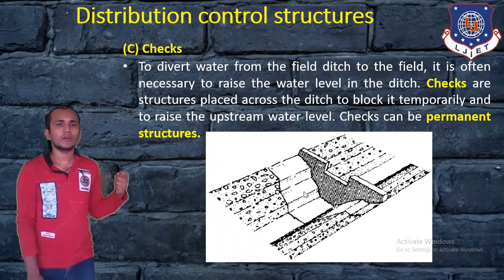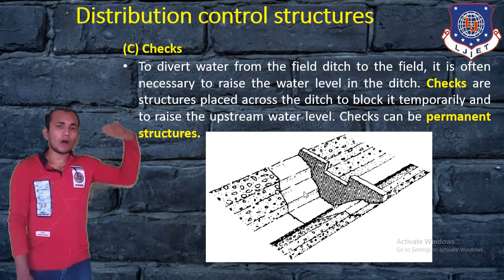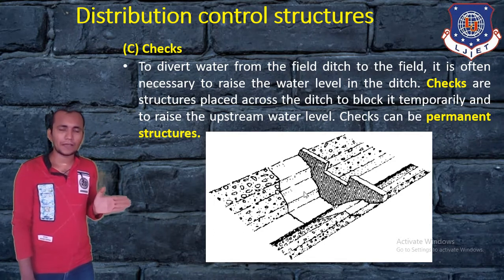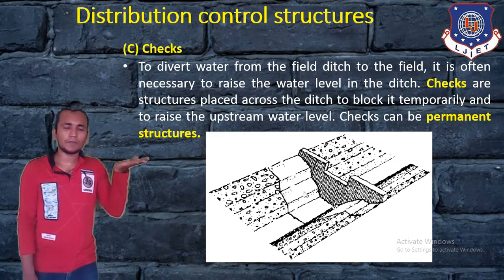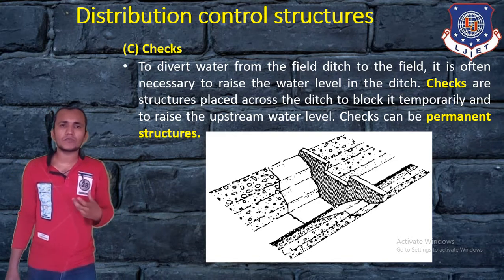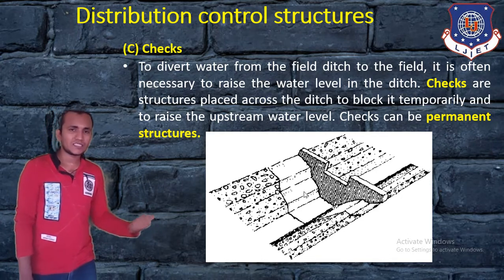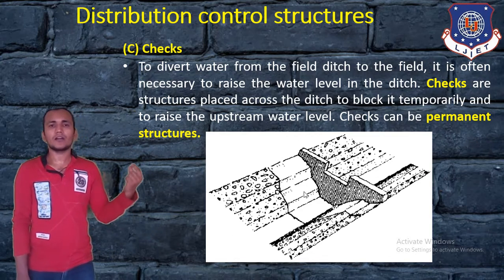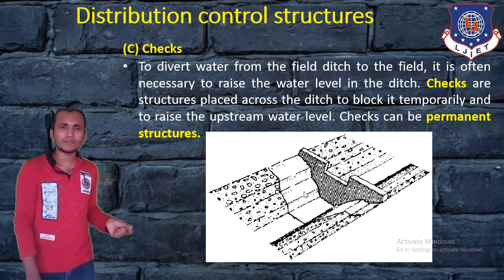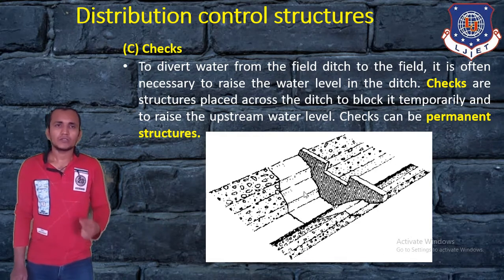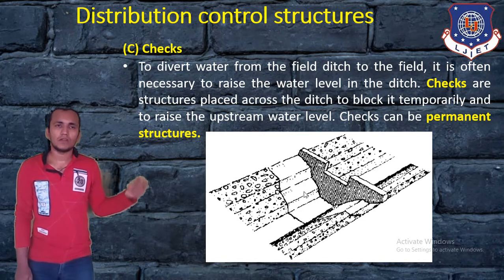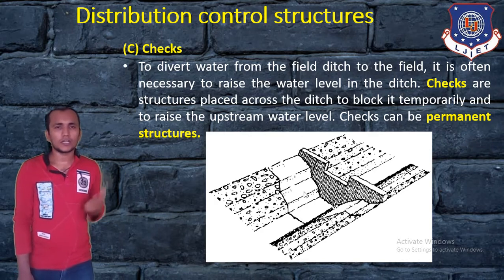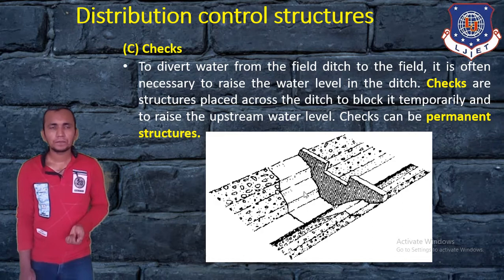So if we see the picture for the checks, you can see we have to block, okay, this triangle type of check can be used. So that can block the water for some time, that means raise the water level upstream. Sometimes different types of checks are also used, having a blank space at the bottom side. Having a blank space on the upper side can control the upstream water level, and if at the bottom side, then it can control the downstream water level. So that is one of the other distribution control structures, a check, to control the water at the upstream level.